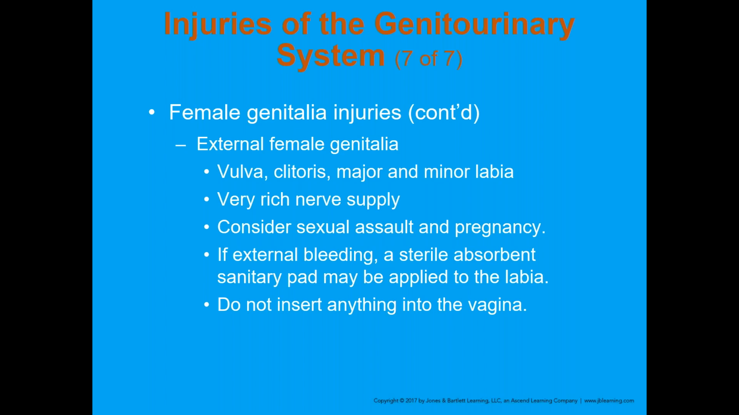We're not going to insert anything into our patient's vagina. We're going to use sterile sanitary pads that we carry on the ambulance. If we have an avulsion of any of these external pieces, we're going to treat them like anything else, just like our degloved finger. We find the tissue, moist sterile dressing, keep it cool, not cold, moist, not wet, and transport it to the hospital.